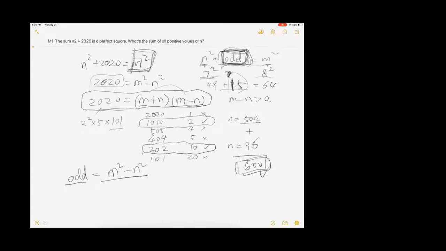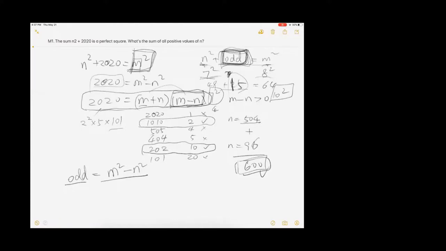What if they're not consecutive? Let's say this is 7 squared and the other one is 8, 9, or 10 squared. That works too, right? I know the theorem. So if it's apart by n, then m squared minus n squared is an odd number if m minus n is odd. Yeah. 1, 3, 5, 7, 9. Oh, that is true.